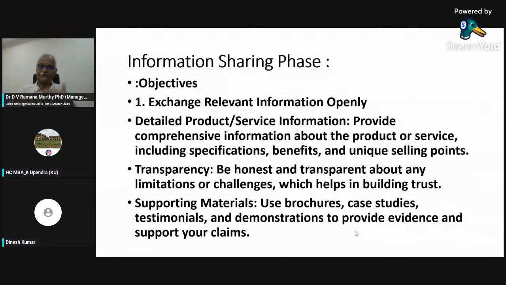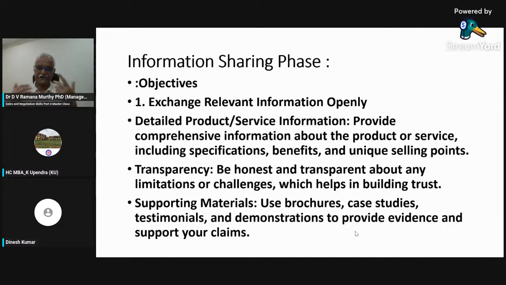See, nobody on the face of earth can design a product which is 100% fault free. Not possible. Some features other competitors' products may have, you may not have in your product. So let there be a clear cut understanding between yourself and the customer about this. So that's transparency. And then, of course, give all supporting materials I was talking to you about earlier.